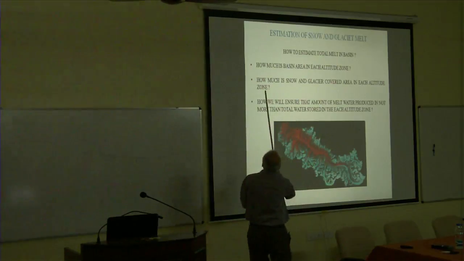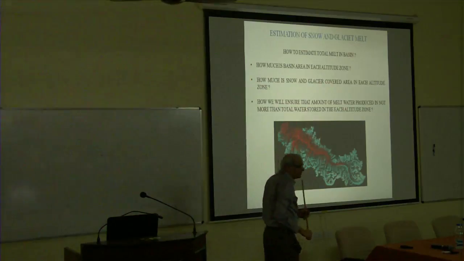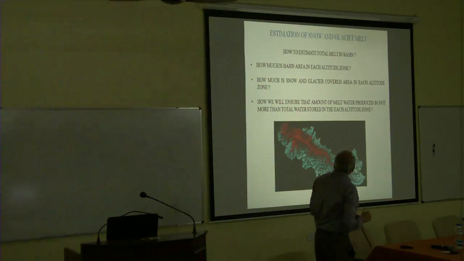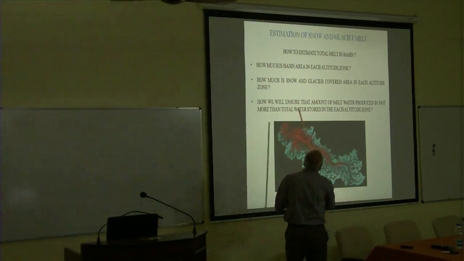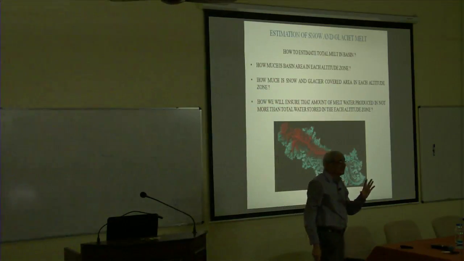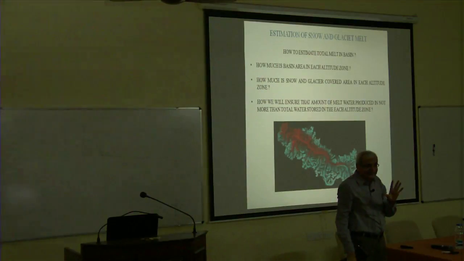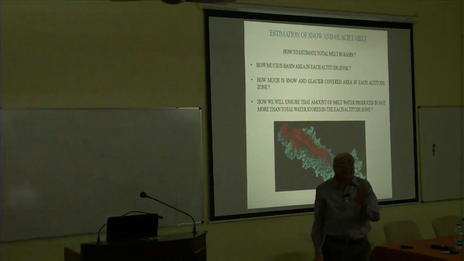That is the idea: how much is the basin area in each altitude zone. We need to understand that. And then how much is the snow and glacial cover area in each altitude zone. Understood? Any confusion here, this side?